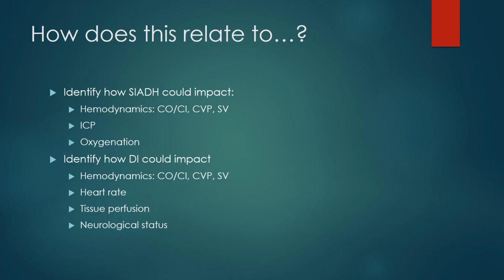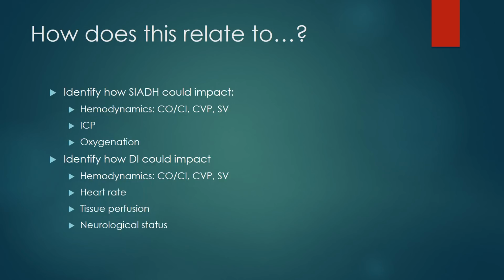So remember, SIADH, lots of letters, lots of water in the body. So lots of water in the body tells us we have hypervolemia. That is going to translate into a higher preload, so a high CVP, high wedge pressure. And if we have a high CVP and we're preloading the ventricles with lots of volume, our cardiac output and our cardiac index and even our stroke volume will be high as well.